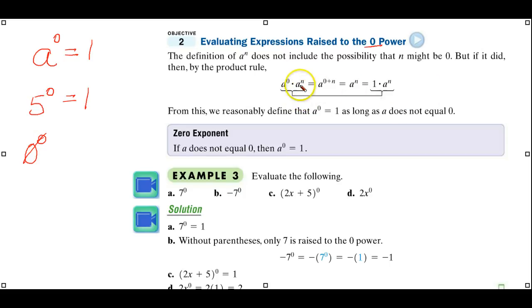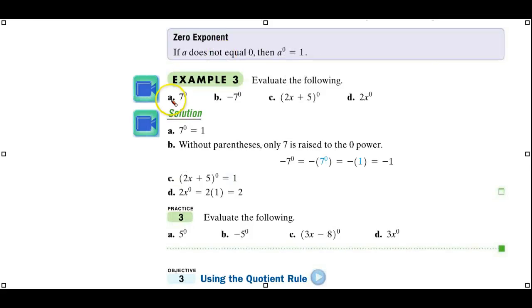Okay, so here, if something is to the 0 power, adding that to anything, it's just the thing. So in a sense, a to the 0 is a 1, and then you just have what is left. And here is what we've just illustrated. If a does not equal 0, which we're saying it doesn't, then anything, any base to the 0 power is 1. Now in example 3a, 7 to the 0 power is 1. Now in letter B we have a negative 7 to the 0 power.